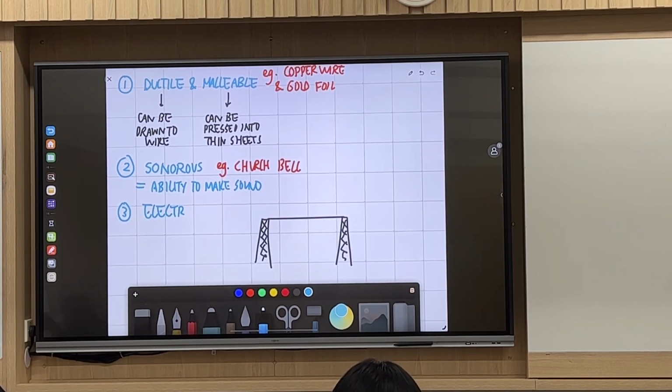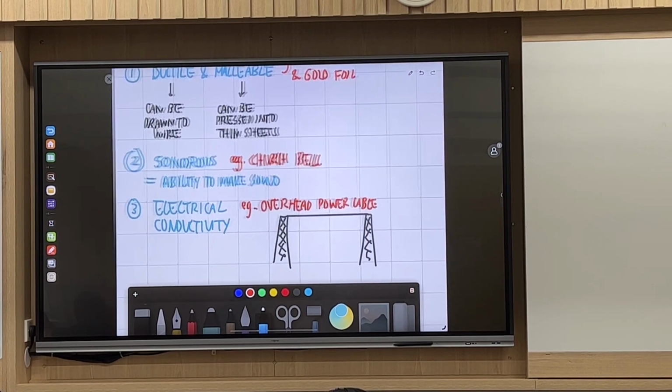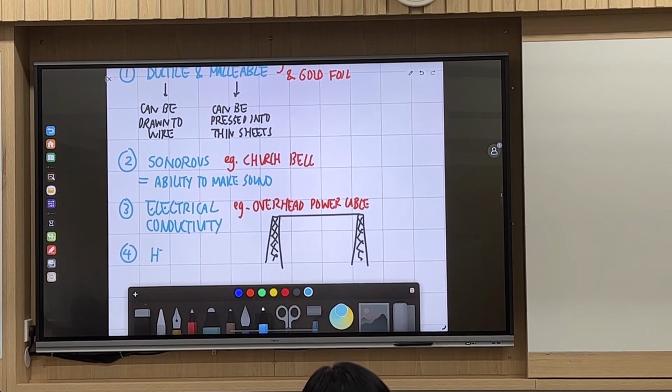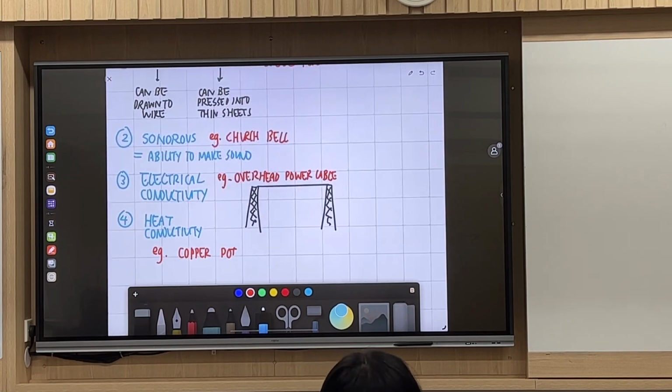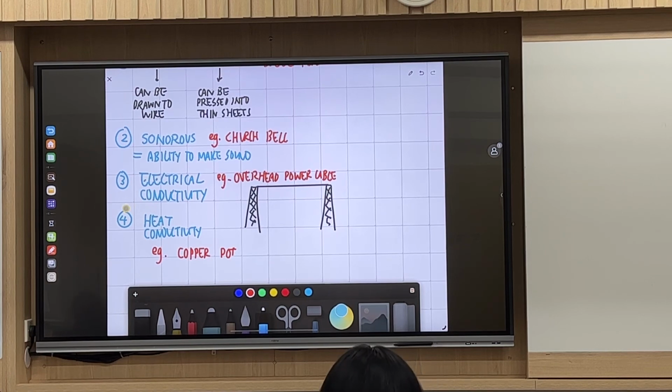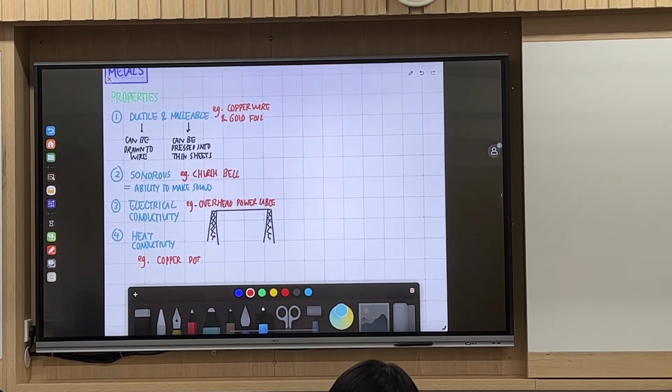So can you put down electrical conductivity? Therefore, for example, we have overhead power cables. They are of course made from metal. Yeah, there are many. They are also known for their good heat conductivity. So heat conductivity. If you have a copper pan or pot at home for boiling water, then you know copper is best known for its heat conductivity. They don't just conduct electricity well, they also conduct heat very well. So that makes metal extremely useful.